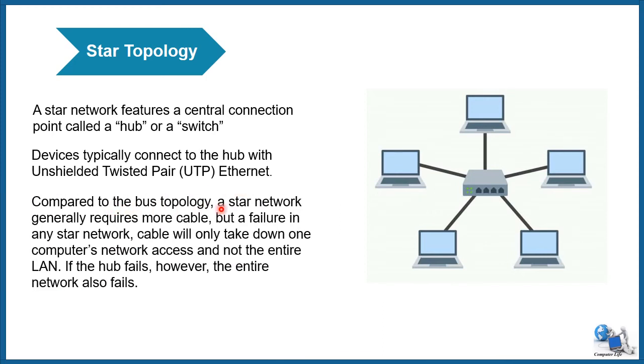Compared to the bus topology, a star network generally requires more cables, but a failure in any star network cable will only take down one computer's network access and not the entire LAN. If the hub fails, however, the entire network also fails. Which means that if this system does not work, there is no problem in the network. All the rest of the computers can communicate and work effectively. But if the central hub fails, then the whole system will break, because they cannot communicate with one another as the hub is no longer working.